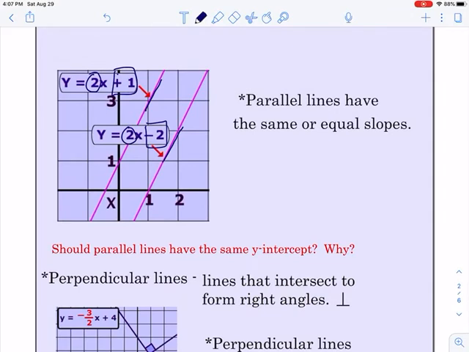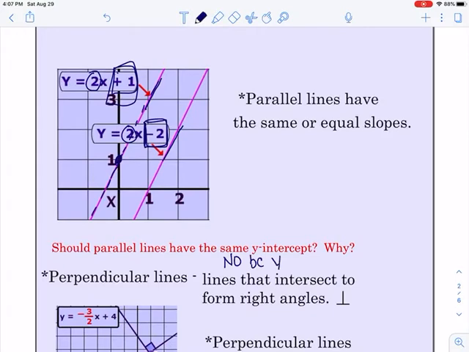Okay, should they have the same y-intercept? The answer there is going to be no. Because if they did, if you look again right up at that top graph, if I slide that -2 up to a +1, what's going to happen is you're going to be graphing the same exact line. So you wouldn't have parallel lines, you would have the same line. So no, because you'd have the same line. Okay, you wouldn't have two distinct lines, it would just be one line.